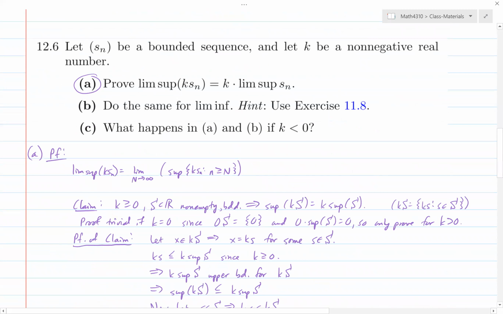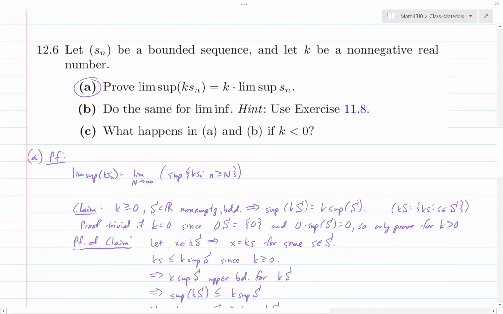12.6, I actually have quite a bit of detail in here, so you need to read it carefully. But the main thing in proving this result, so here you have a bounded sequence, and k is some non-negative real number, so k is greater than or equal to 0. And you're trying to prove that the lim sup of k times Sn, this new sequence, is k times the lim sup. So this is like the limit theorem result that if the limit of Sn exists, so if it's some real number, and then we consider the limit of the sequence defined by k times Sn, then it should be k times the limit. And we're just doing this right now for lim sup and if k is greater than or equal to 0.